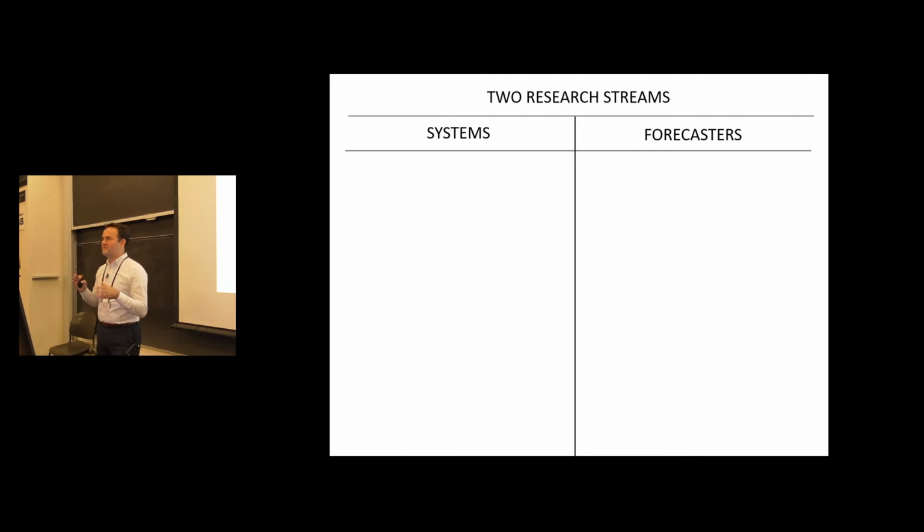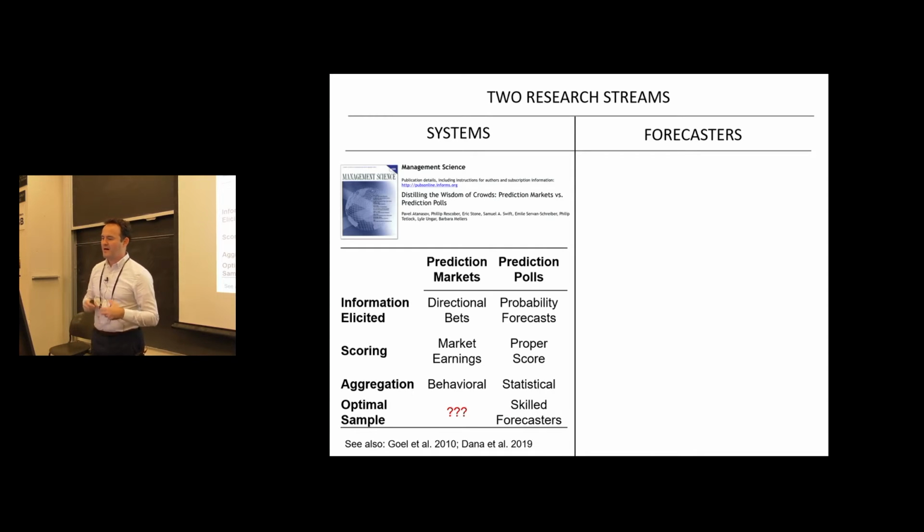So there are two different research streams focused on systems versus forecasters. I'll just highlight some. We had a paper back in 2017 comparing prediction markets and prediction polls. As I mentioned, in prediction markets, you place a directional bet. I think this event is more likely than this, so I'm going to buy a share and increase the price. Versus in prediction polls, where you make probability forecasts. The scoring in markets is based on your earnings. If you make good bets, you earn money. If you make bad bets, you lose money. In prediction polls, it's basically a proper scoring rule, like a Brier score or logarithmic score.